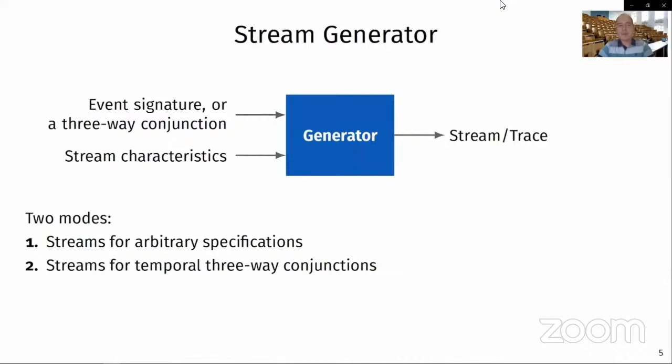The other mode creates streams which are tailored for the previously mentioned temporal three-way conjunction. Stream characteristics are always provided as input to the generator, but then depending on the mode, it is either the event signature or a specific three-way conjunction. The output of the stream generator is a stream or a trace.